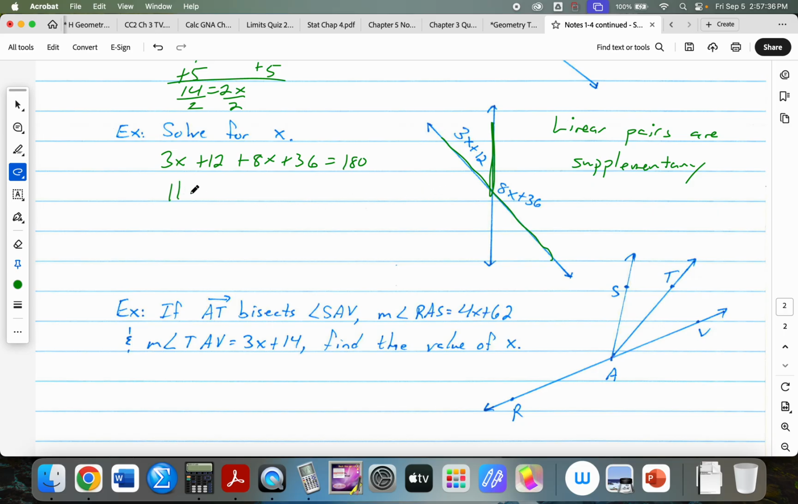So group the like terms and we get 11x plus 48 is 180. Subtract 48 from both sides. We get 11x is 132. Divide that by 11, and we get that x is 12.